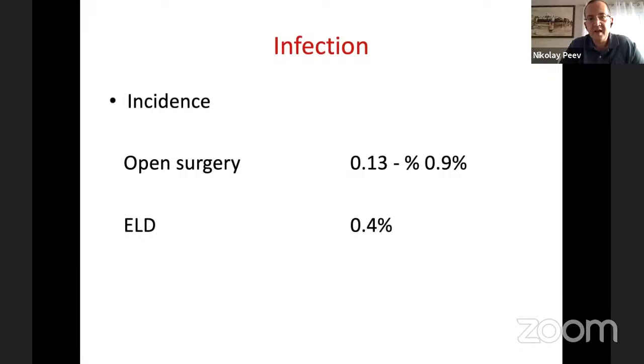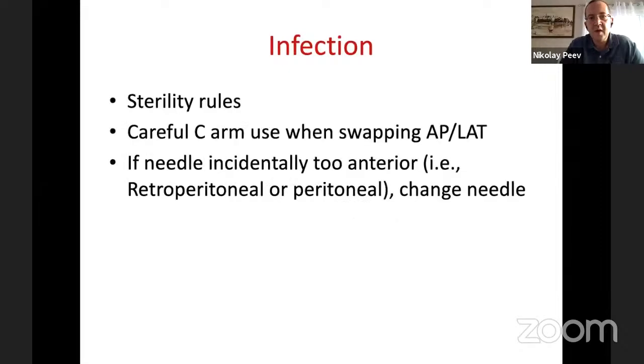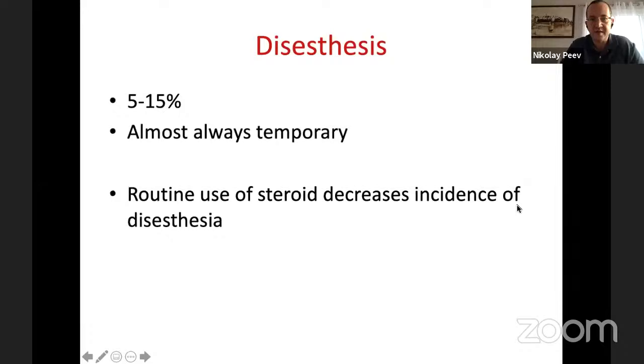Infection: again, anecdotal reports, as I have showed you before. If you follow the sterility rules, if you're very careful with the use of the C-arm, and if you're considerate about your 3D location, then you can avoid infection. If you see your needle accidentally going too anterior, you may be retroperitoneal or even peritoneal, and you may consider changing your needle, and that is good prophylaxis.